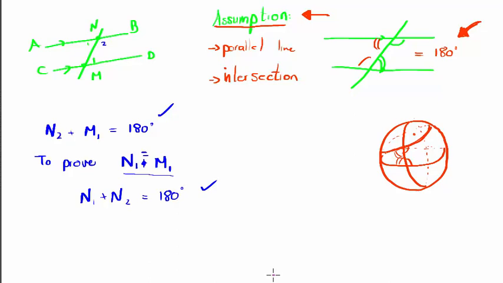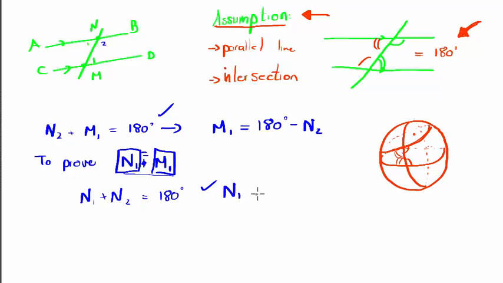There's not even any construction with it. Just these two things. Look, guys, you want to prove that N1 is equal to M1. So use this formula and maths. Use that M1 is then equal to 180 degrees minus N2. And from this one, N1 is equal to 180 degrees minus N2.